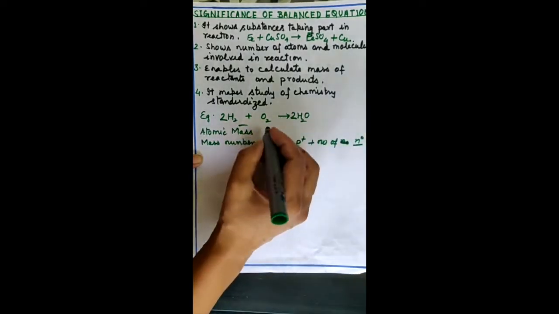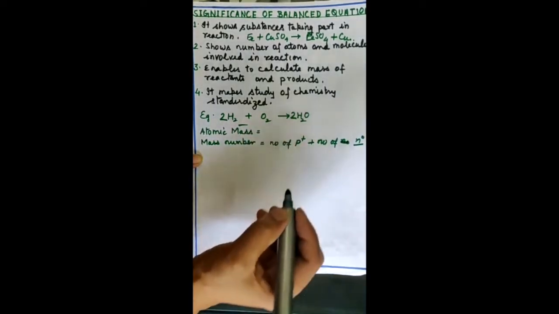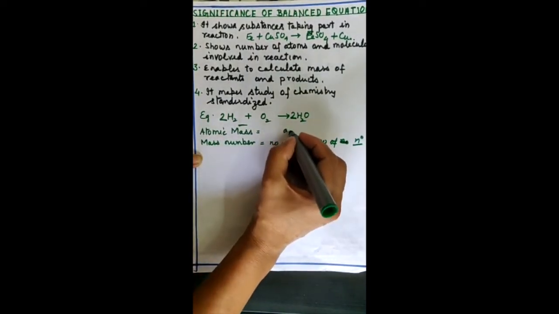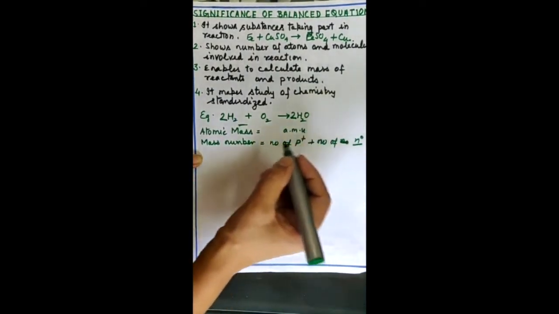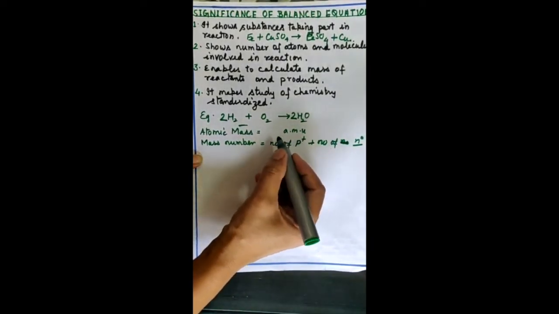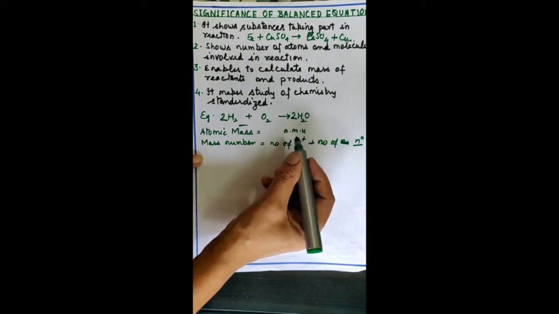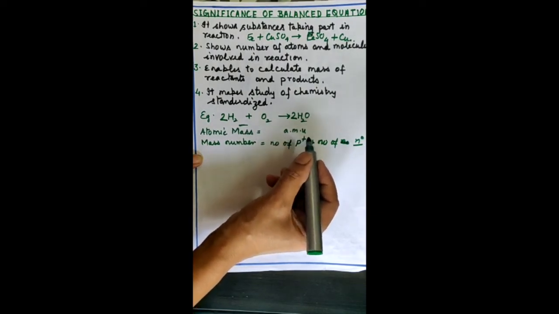And what is atomic mass? It is the real mass of one atom of an element expressed in AMU. What is AMU? A smaller unit of mass created for expressing the mass of atoms, molecules and atomic particles, that is protons, neutrons and electrons.